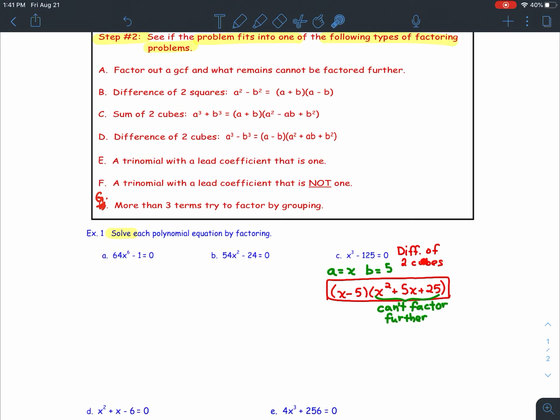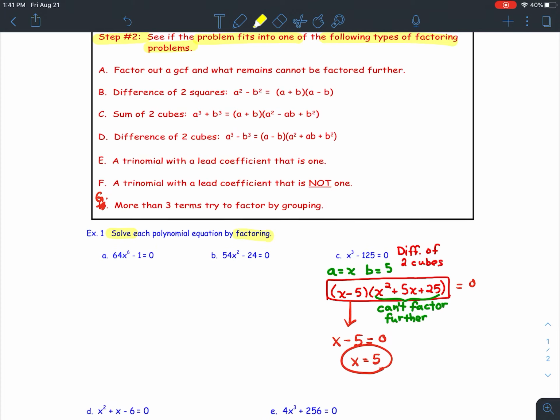Okay, you'll notice in this example, I identified this as being a difference of 2 cubes. And once I factored it, I should have set these factors equal to 0. If you recall from the previous video, we said that the trinomials cannot be factored any further, so you will not be able to do anything more with this trinomial. The answer will strictly come from setting just that binomial factor equal to 0, and then you will solve for x. So the answer to letter C is that x equals 5.